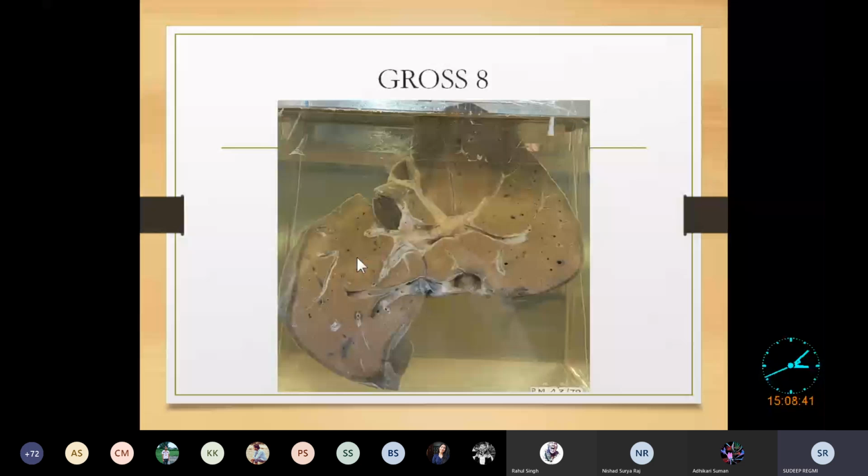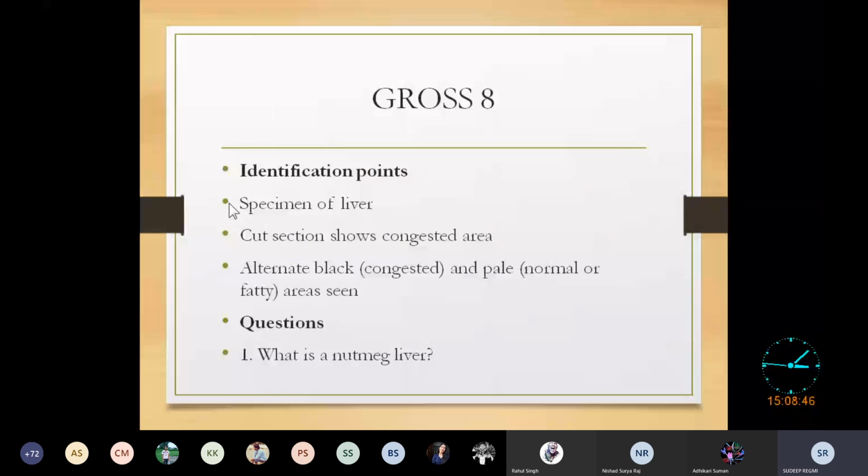Cut section shows congested areas. As a whole there is congestion, and alternating black and pale areas. The pale areas are the normal looking areas or the fatty areas, and the black areas are the congested areas. The more the congestion, the darker will be the tissue. So alternating black and pale areas will be seen, which is known as the nutmeg liver.